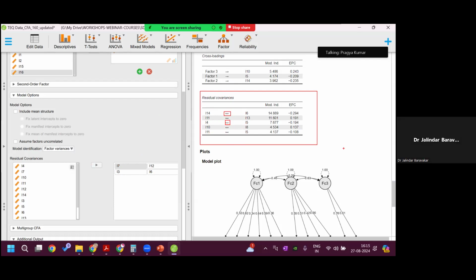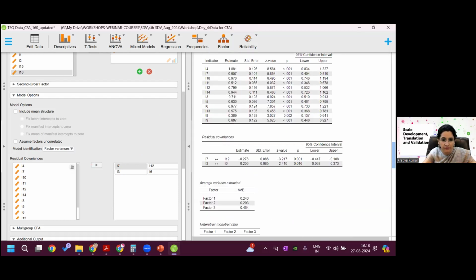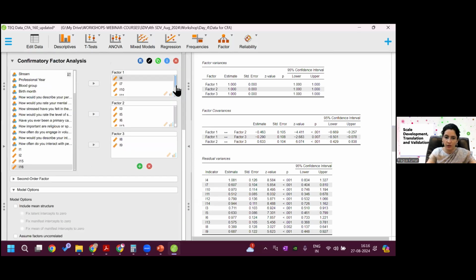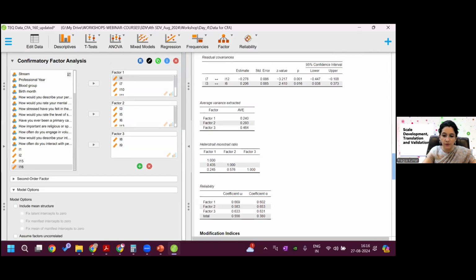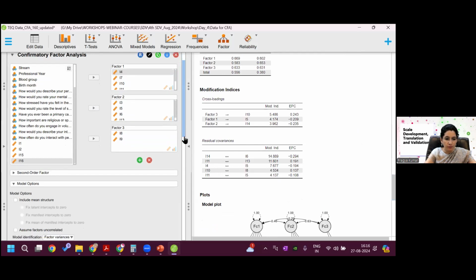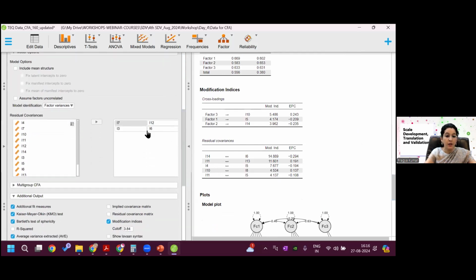Like if I move, yes, I will show them. This one, can you see this? That's why you have to keep a note of it, since I have written it on the piece of paper. So you can only make covariances among items of factor 1 or factor 2 or factor 3. So that's why I have selected only those items which were belonging to one factor. I selected these 2 because they were belonging to the same factor. 7 and 12, 3 and 6.